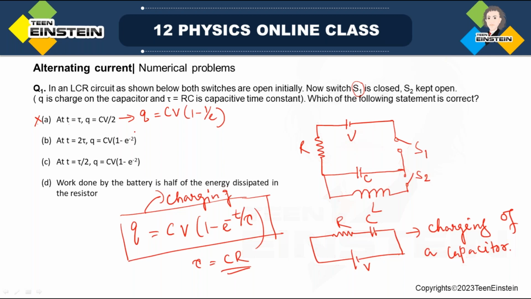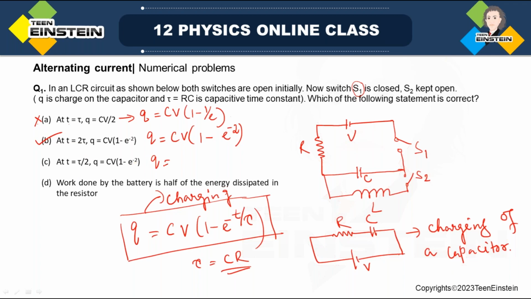Now at t is equal to 2 tau, Q is CV into (1 minus e to the power minus 2 tau by tau). Tau cancels, and what we get is e to the power minus 2. So this is actually the expression, and it is truly given. Let us see whether there are multiple correct answers. I think this is a JEE Mains paper and this section is not multiple answer correct, so this is probably the answer. Let us see the other options as well.